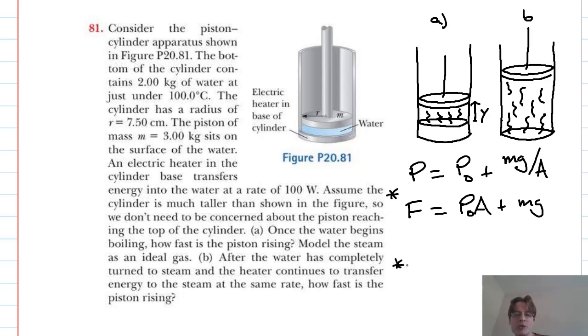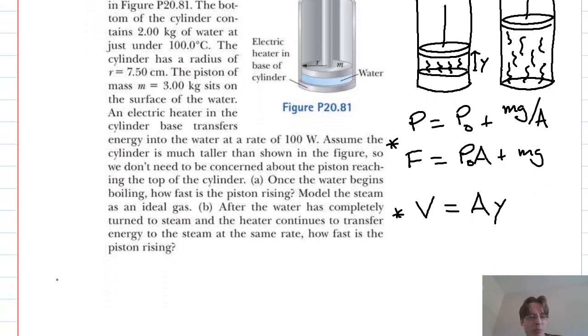Another important thing to notice here is that we're interested in how fast the piston's rising as it makes room for the steam. So the thing to notice here is the volume of the steam is related to the height. V, the volume of the steam, is just the area of the piston multiplied by Y. Y is the height of steam that's present. We'll need that in the ideal gas law, so we can relate the ideal gas law to how high the piston is rising, how fast it's rising.